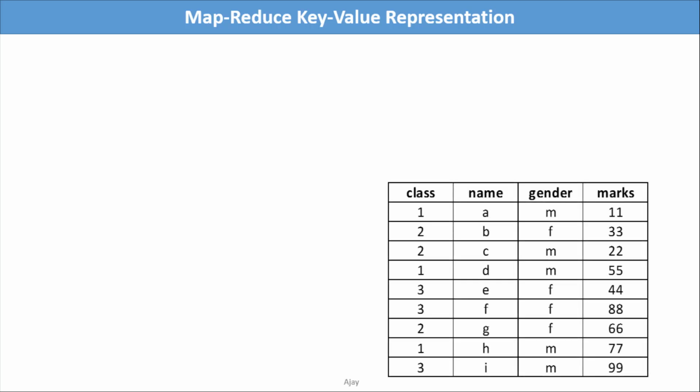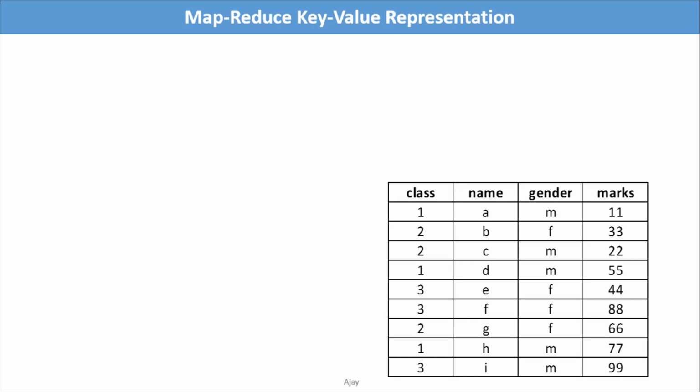Well, the input of the mapper, output of the mapper, input to the reducer, and output of the reducer are all in terms of key value pairs. Let's now see what the key and values are. Let us consider the same student detail example.